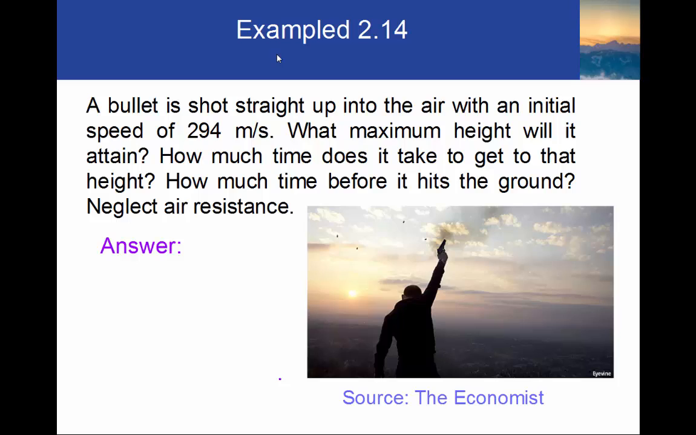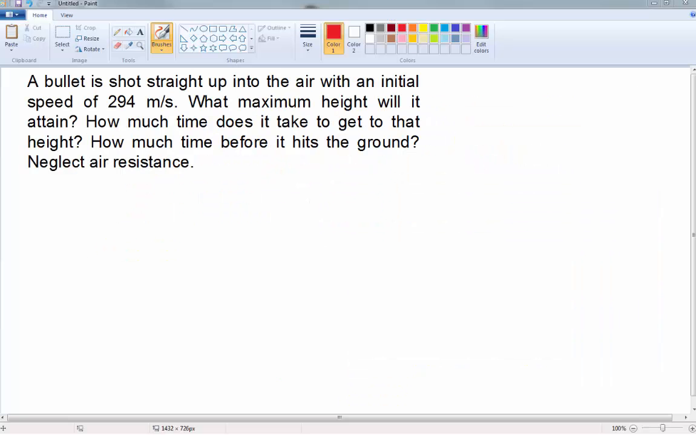This one also makes use of the free fall acceleration, and what we have here is a bullet being shot straight into the air. This is not exactly straight in the air. Maybe if it was pointed vertically, it'd be straight in the air. In any case, it's being shot straight up into the air with an initial speed of 294 meters per second. The question is, how high is this bullet going to go before stopping? And then how much time does it take to get to that height, and how much time before it hits the ground? So that's quite a few questions. This is a fairly complex looking example, and so there are several steps in order to solve it.